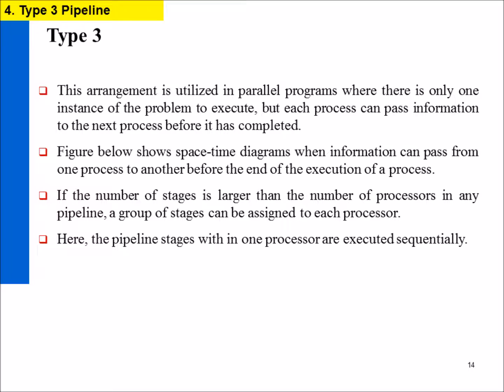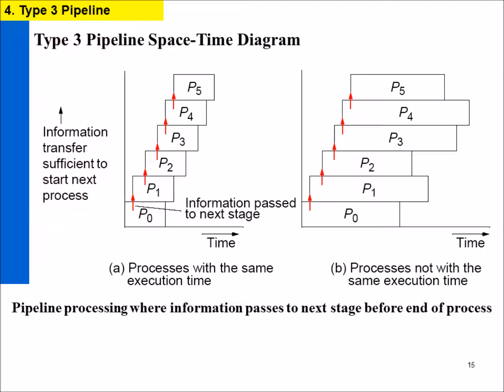Now let's look at type 3. This type is often utilized in parallel programs where there's only one instance of the problem to execute, but each process can pass on information to the next process before it has completed. Here we see a space-time diagram showing that when information can pass from one process to another before the end of the execution of the process, the next process starts up.